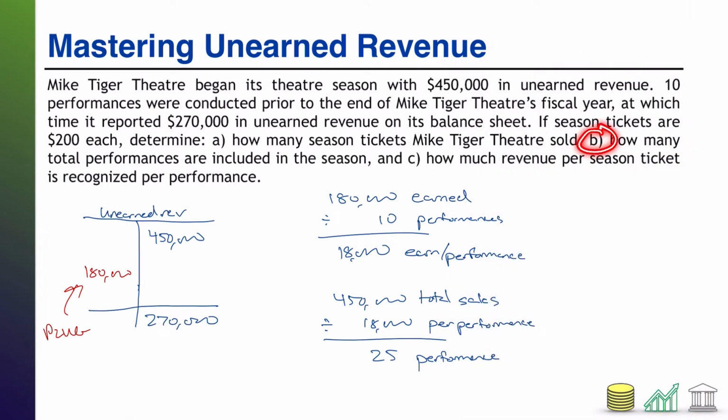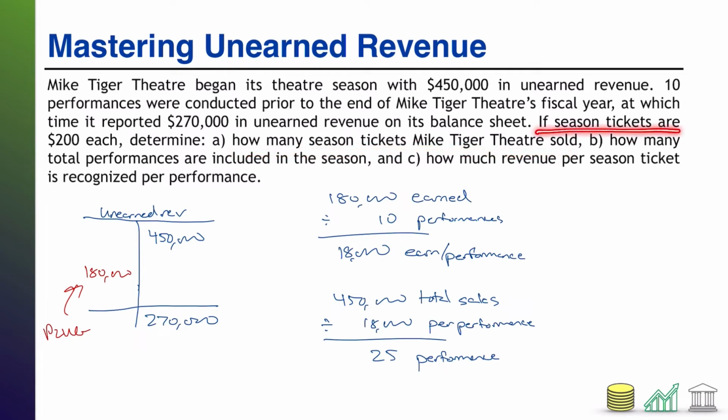All right, now that we know B, we're going to have to proceed to either A or C. Now, A wants to know how many season tickets we sold. C wants to know how much revenue we're earning per season ticket per performance. It sounds like C is going to rely on A. We're going to have to figure out A first in order to solve for C. So first thing, how many season tickets were sold?